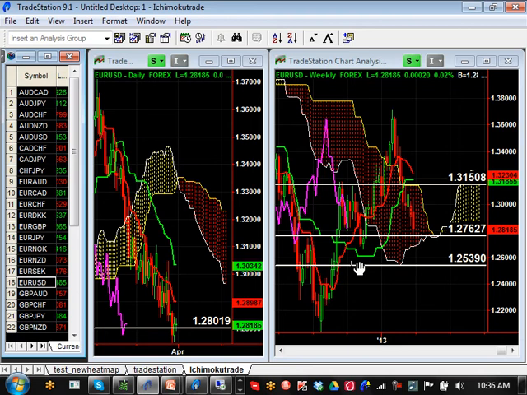Euro USD is entering a consolidation pattern. We're just trying to figure out the bottom of the range. I think the top is kind of established around 31.50 right now.